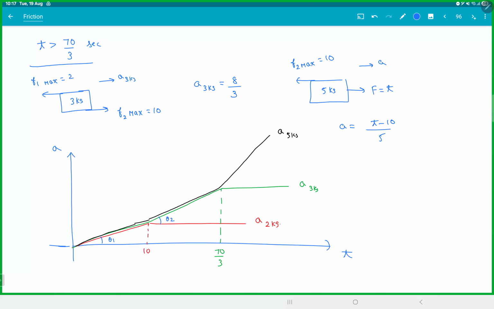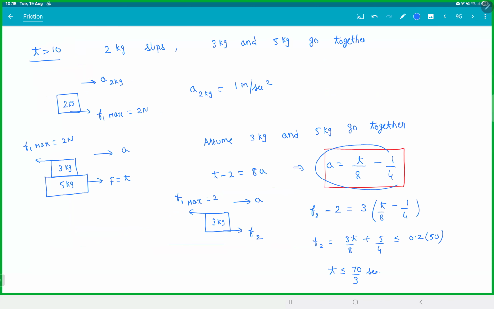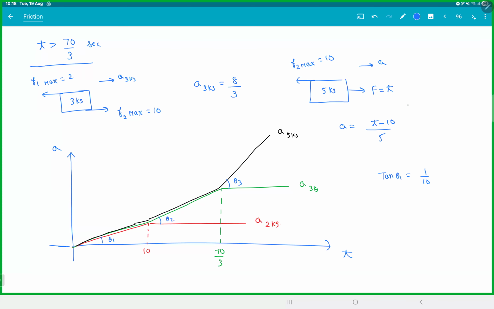Theta 1, theta 2, and theta 3. Tan theta 1 is 1 by 10. I got it from here, look at this: y is equal to mx, in place of m, 1 by 10. Y is equal to mx plus c, in place of m, 1 by 8. Y is equal to mx plus c, 1 by 5. Check. Clear with this?